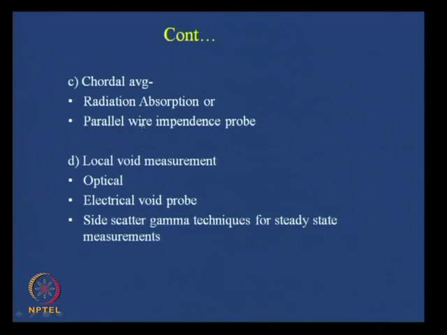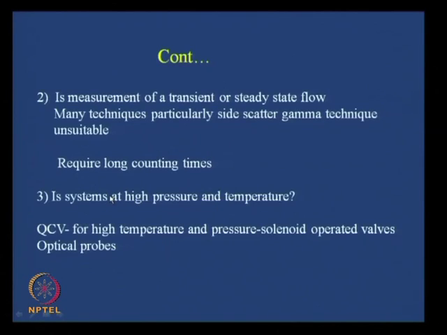Caudal average, again you can either use a parallel wire type impedance, or radiation absorption. For local void fraction, again a local point electrode probe can be used. Side scatter gamma techniques can be used, but this side scatter gamma technique can be used only for steady state measurements. Transient measurements cannot be done in this case. For transient, either optical or electrical void probes can be used.